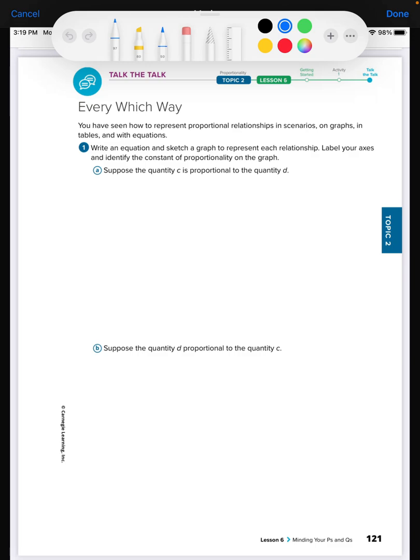So suppose that the quantity C is proportional to the quantity D. So what that means is C changes whenever D changes. So the equation would be C equals K times D, because K is the constant of proportionality. C is changing every time D changes. So depending on what D is, C will change. So that is the equation it is asking.